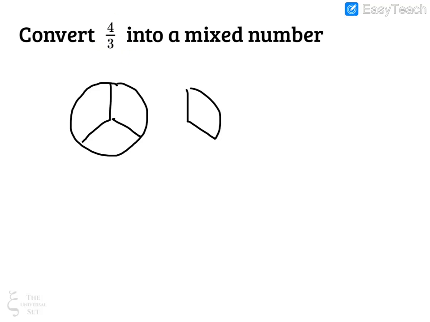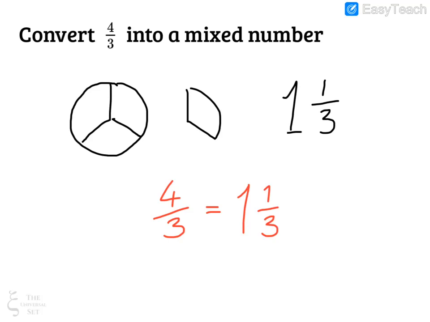But that's the same as one whole pizza. And what else have I got? Well, I've got this extra piece over here, and that is 1/3. So I've got one whole pizza and a third of a pizza, so I've got 1 1/3 pizzas. So 4/3 as a mixed number, I can write it out just down here. 4/3 is equal to 1 1/3. And what I've done is I've changed the improper fraction into a mixed number.